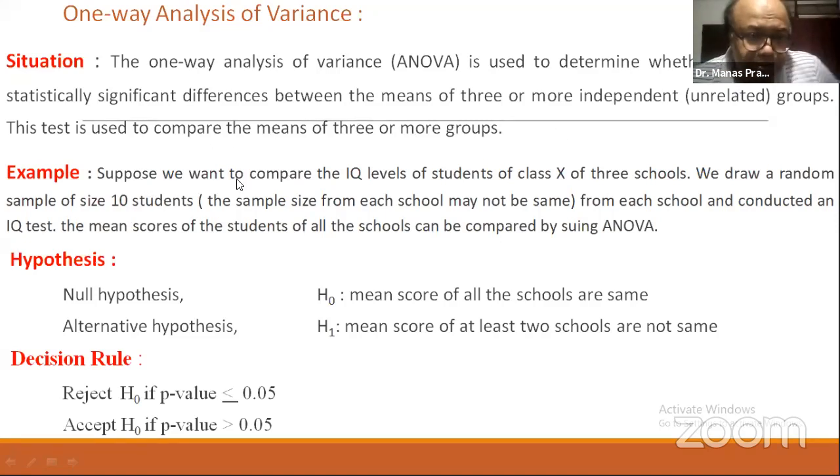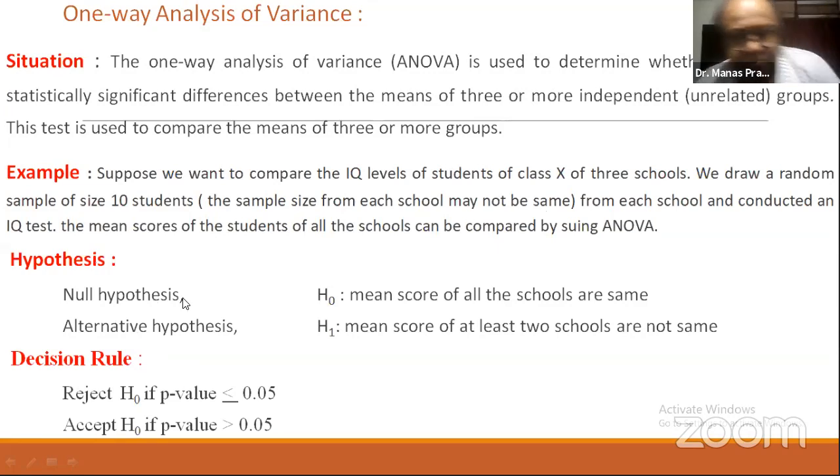Example: suppose we want to compare the IQ levels of students of class 10 of three schools. We draw a random sample of 10 students. The sample size from each school may not be the same, and we conduct the IQ test. Suppose I want to study whether the IQ levels of class 10 students of three different schools are the same or not. So there are three groups, right? So we cannot apply the independent sample t-test. We draw a random sample of 10 students from each school, and the numbers may not be equal. We can take a different sample size from each school also, and conduct a test.